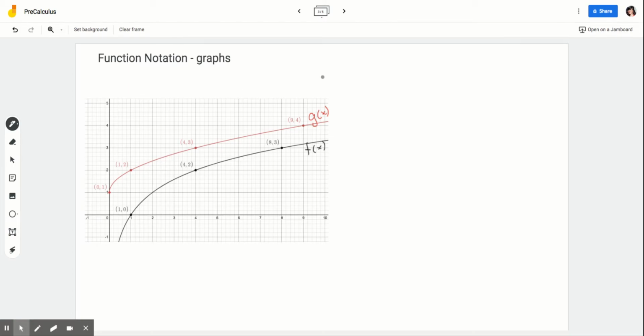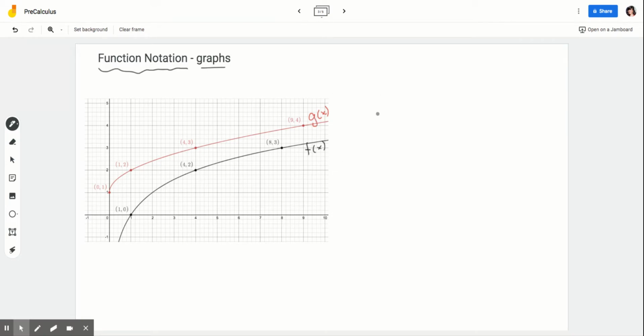All right, in this video, we're going to talk a little bit about function notation and what it looks like on a graph. I'm not going to do any comparison of the two functions to each other. That will be in a different video. I just want to give some reasoning behind the notation and why it is what it is.